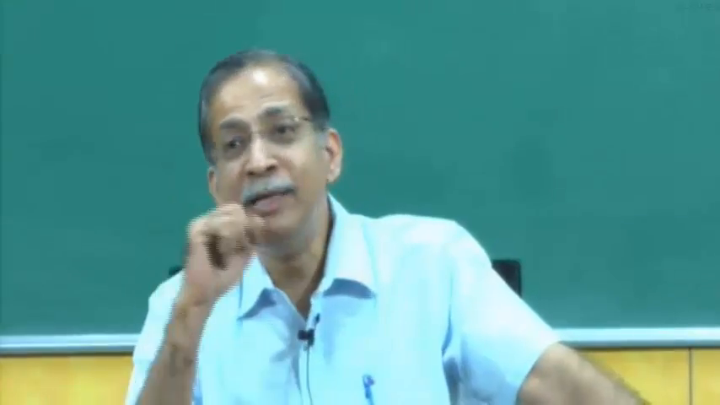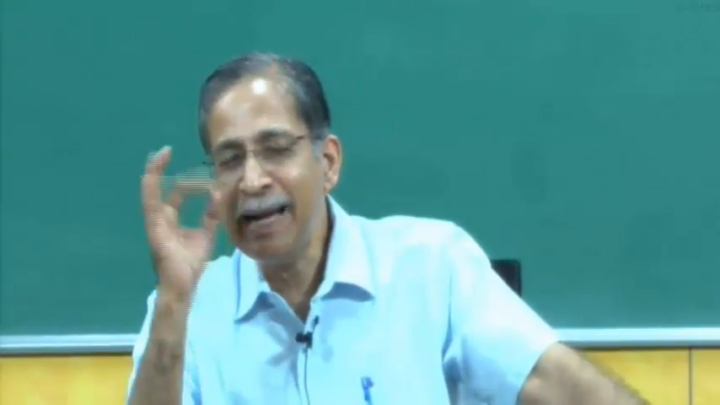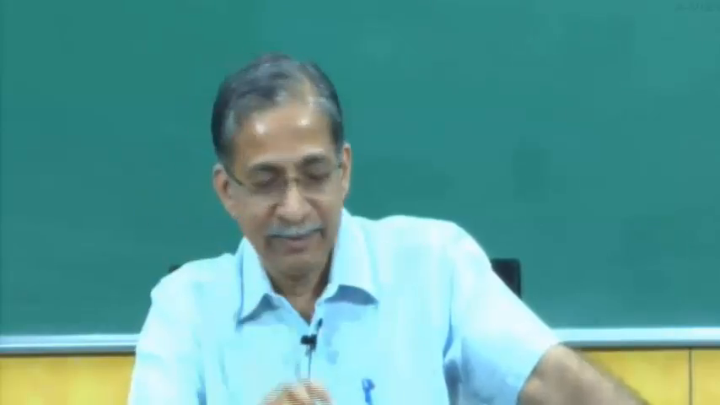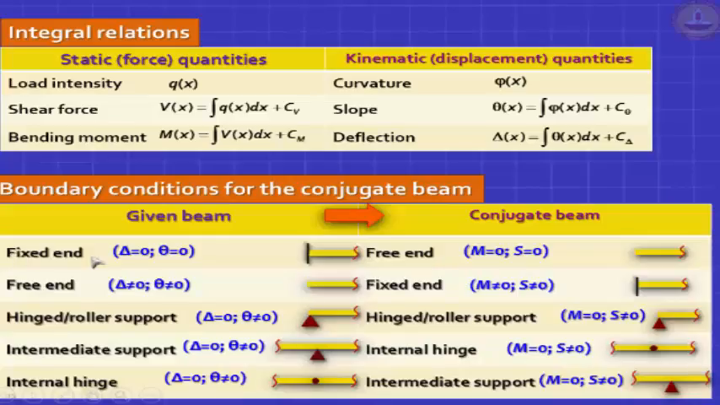Now, boundary condition. You have to know only that, and once you remember that, it's easy. Boundary condition. Let's go one at a time. If you ever meet a fixed end, you know it is defined as an end in which the beam has no rotation and no deflection. No deflection implies in the conjugate beam no bending moment.